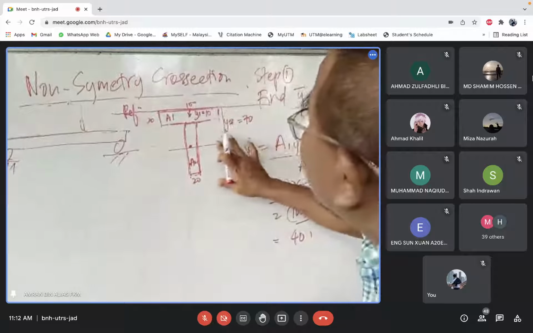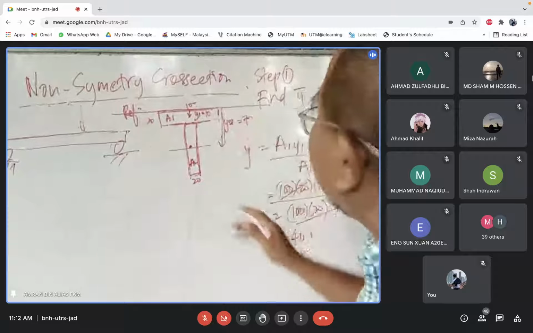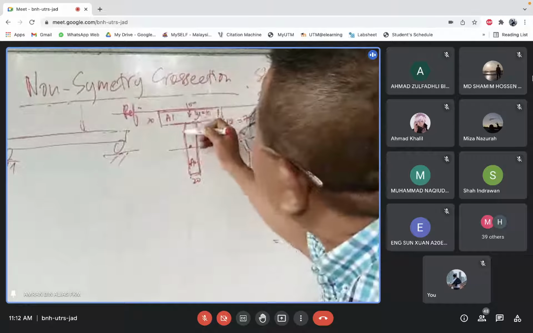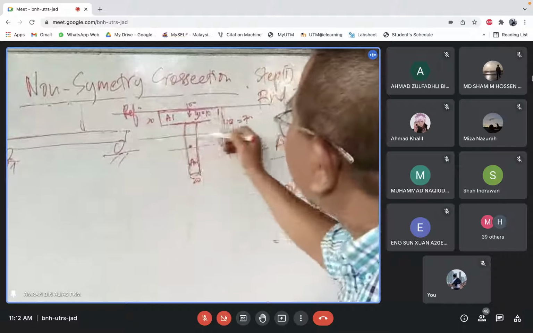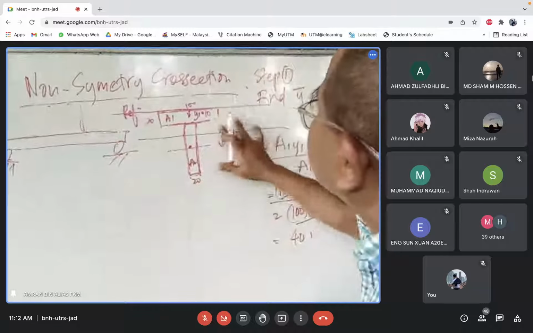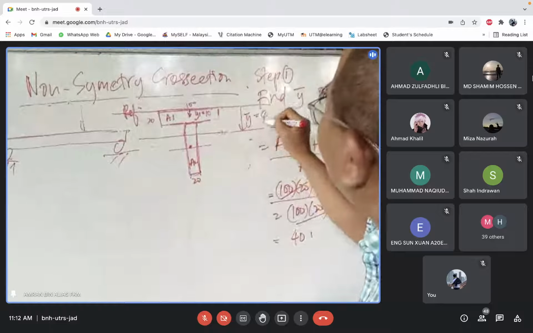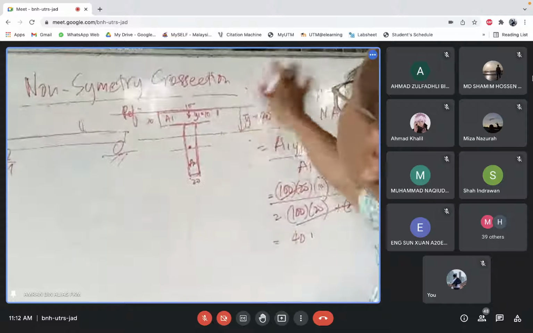That means this is Y2. We're finding Y bar. Y bar is somewhere here. There's 20, another 20 there. So that is your centroid. That is your centroid. It's equal to 40 from the top.